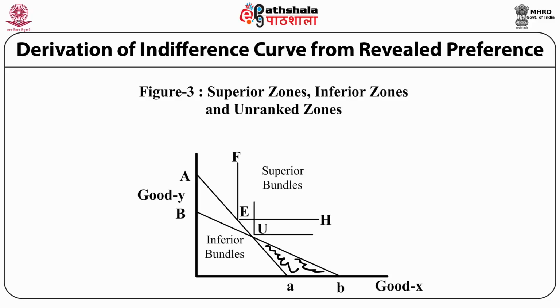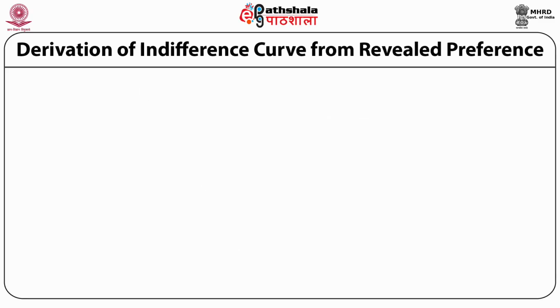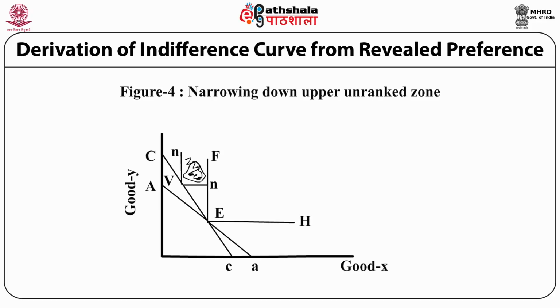Like this, if we observe the behavior of the consumer at different price situations, we can rank the remaining area of H, E and small a. We can also rank the other part of the area F, E, A, which was not ranked. The ranking of this area is explained through figure 4. Now, through figure 4, we want to rank the area represented by capital F, capital E, capital A.